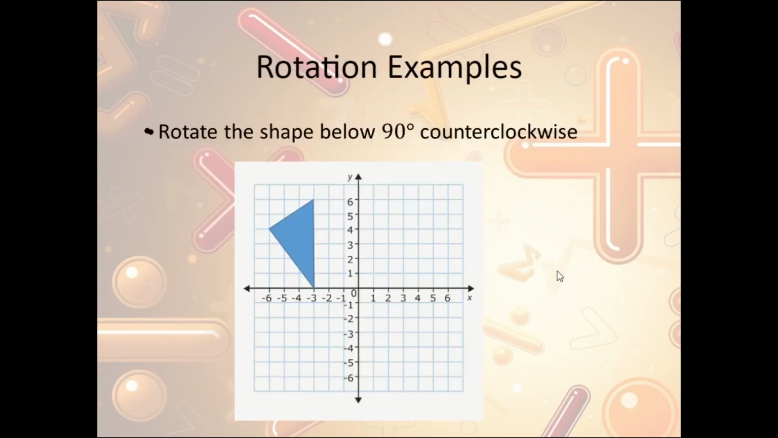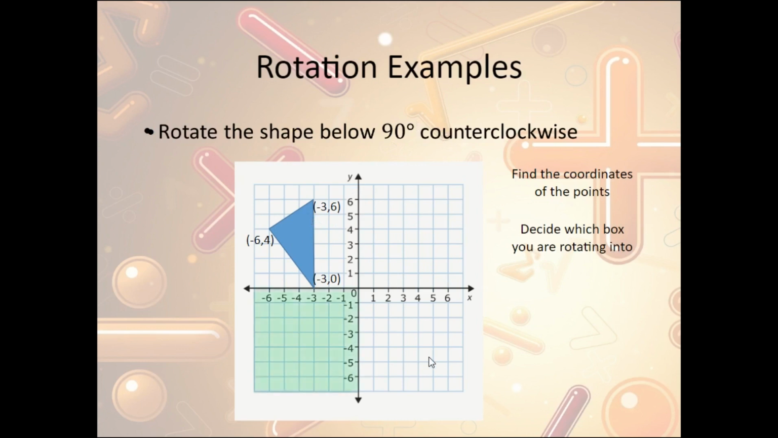So let's look at an example. We're going to rotate 90 degrees counterclockwise. So again, write out your coordinates. So there's my coordinates: negative 3, 6, negative 6, 4, and negative 3, 0. Then we're going to decide which box we're rotating into. We're going counterclockwise, so we're spinning this direction, and we're going 90 degrees. So everything should go from this box to this box.